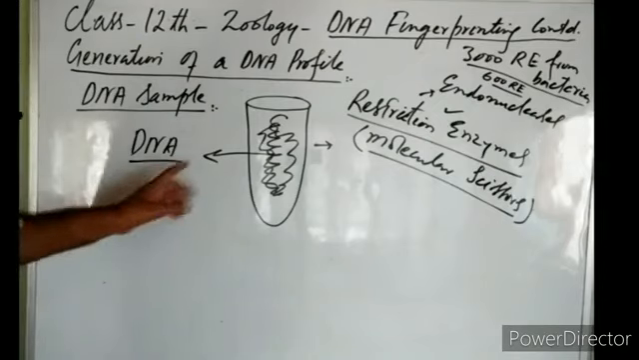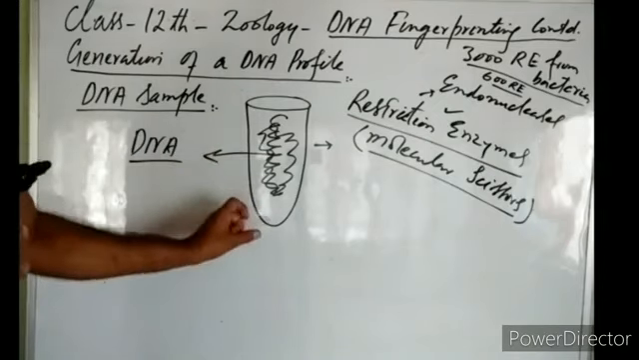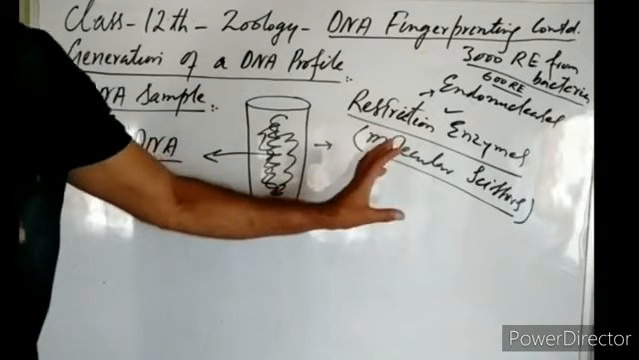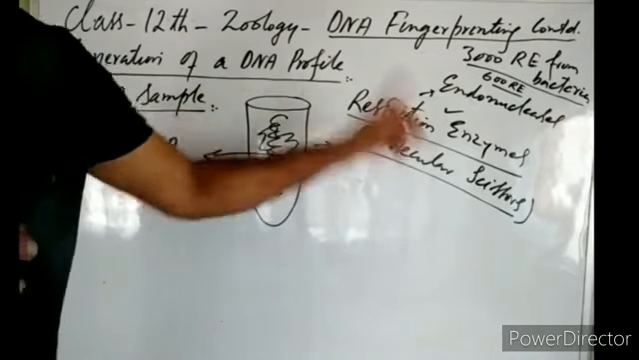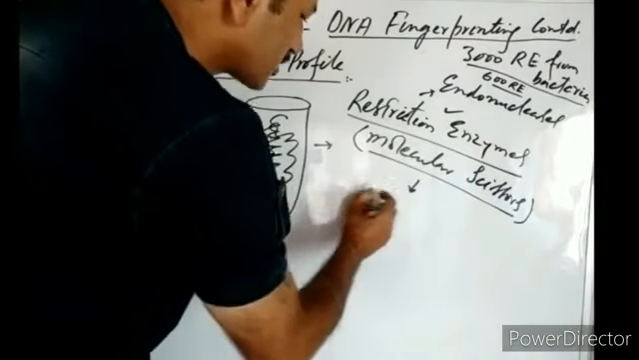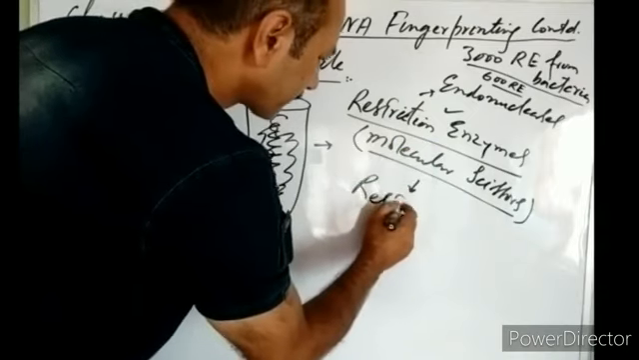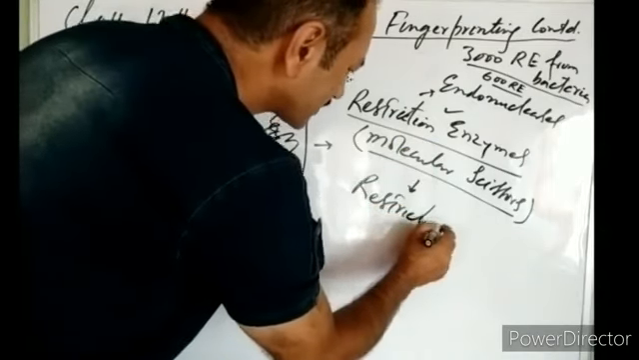So this cutting of huge, large DNA strands into small manageable fragments with the help of these restriction enzymes is known as restriction digestion. Do you now understand what restriction digestion is?